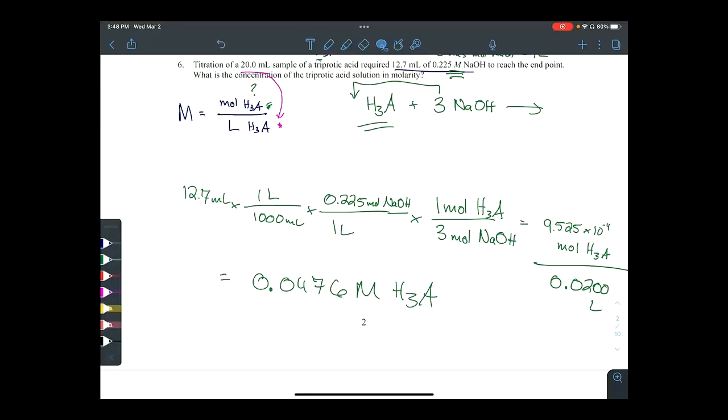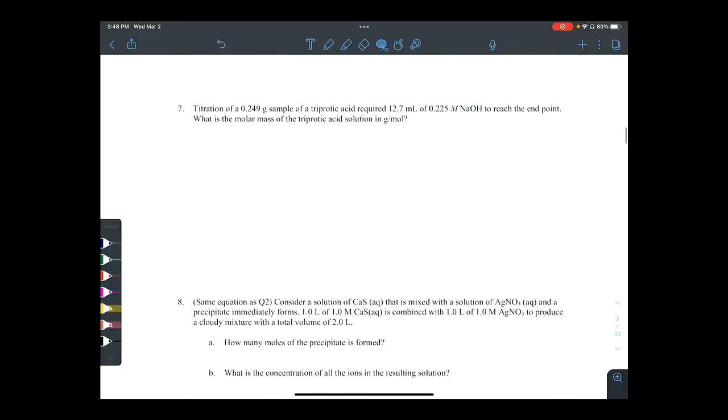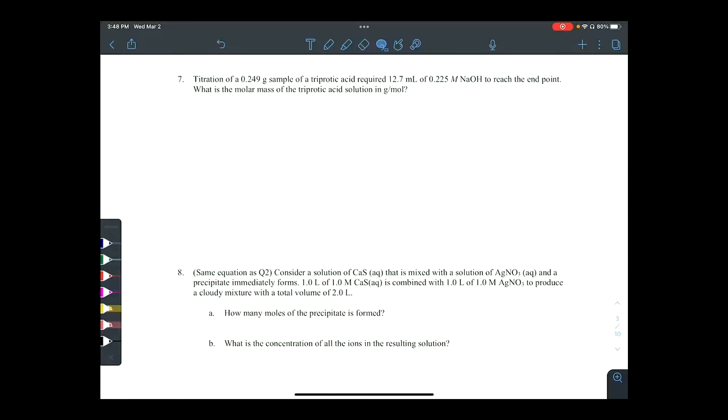So related to that, we can use titrations here to calculate the concentrations of acids. So in this number 7, I just want to do it because it's the same question. Instead of telling you, hey, you have a triprotic acid, and you start with this volume, what's the molarity? Instead, I give you a mass of triprotic acid, all right? And I want you to calculate the molar mass. It's the same question, I promise. We use the exact same process here.